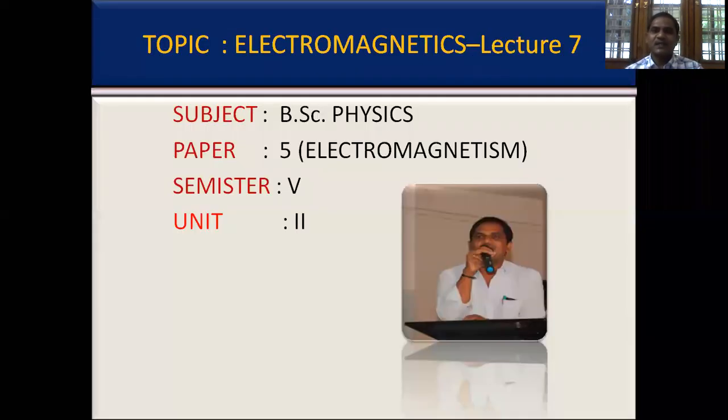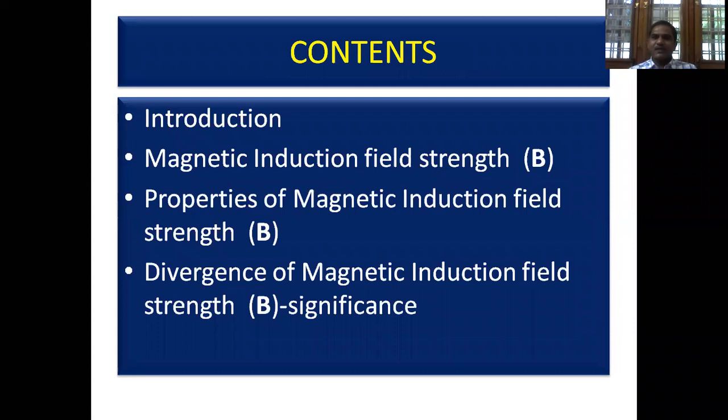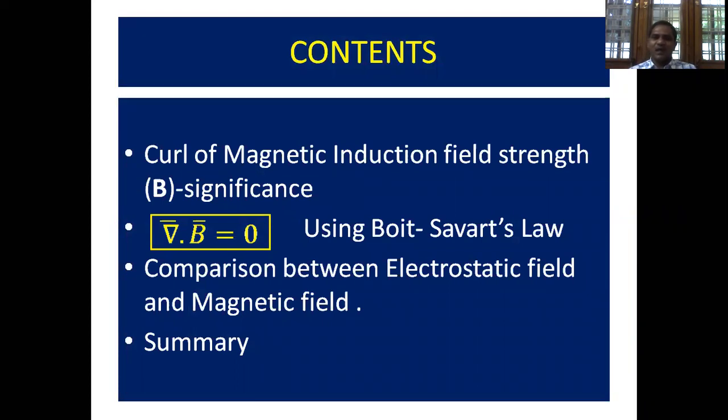In the present class, I am going to discuss the topic Electromagnetics, Lecture 7, in continuation of the last 6 lectures. This is BSc Physics 5th semester paper Electromagnetic Theory, Unit 2 syllabus. The contents of the present lecture are Introduction, Magnetic Induction Field Strength, Properties of Magnetic Induction Field Strength. Then, Divergence of Magnetic Induction Field Strength and its importance. After that, we will discuss the curl of magnetic induction field strength and its significance.